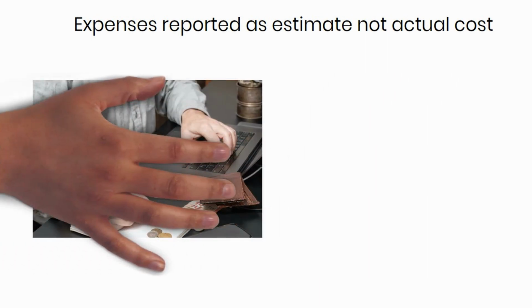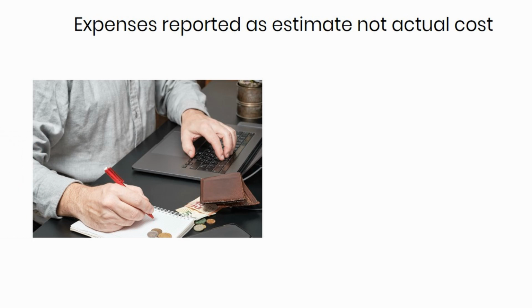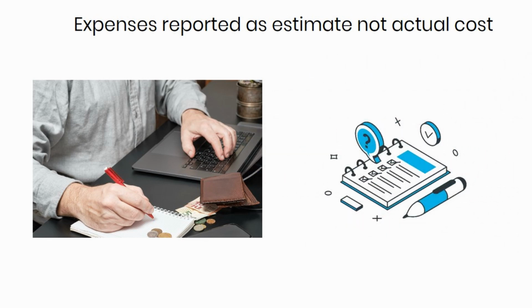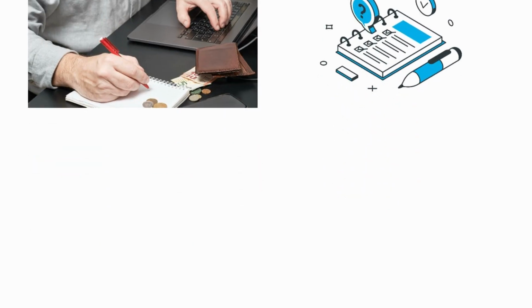Expenses reported as estimate, not actual cost. It is important all expenses are reported based on actual costs for operating the CACFP, whether CACFP reimbursement or other funds are used to pay the expenses. Quarterly reports are used by the state agency to verify the institution is operating a non-profit food service and is financially viable to maintain the program.